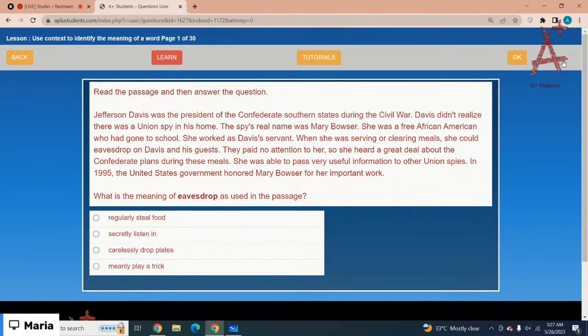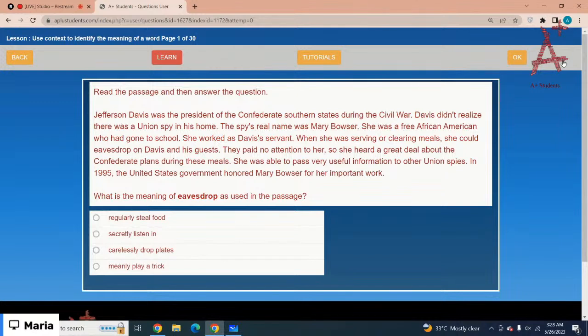In 1995, the United States government honored Mary Bowser for her important work. So, which is the correct option? What is the meaning of the word eavesdrop as used in the passage?